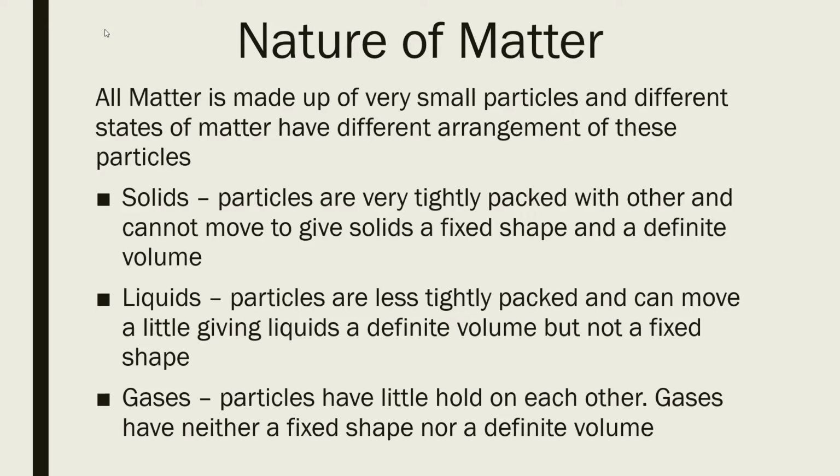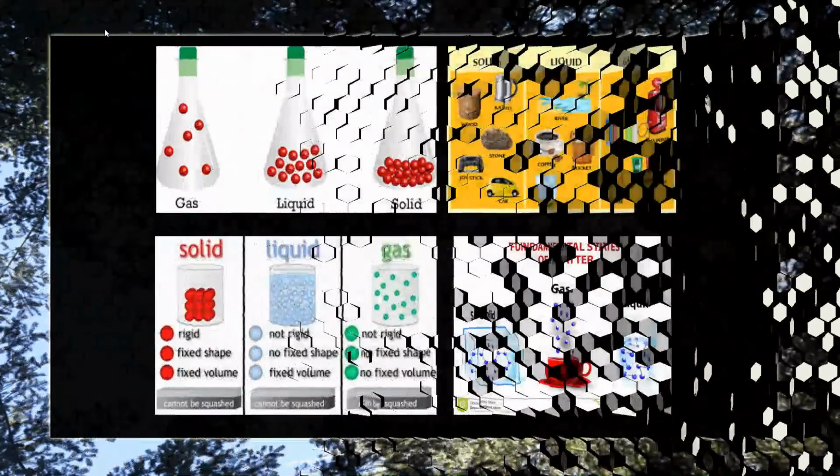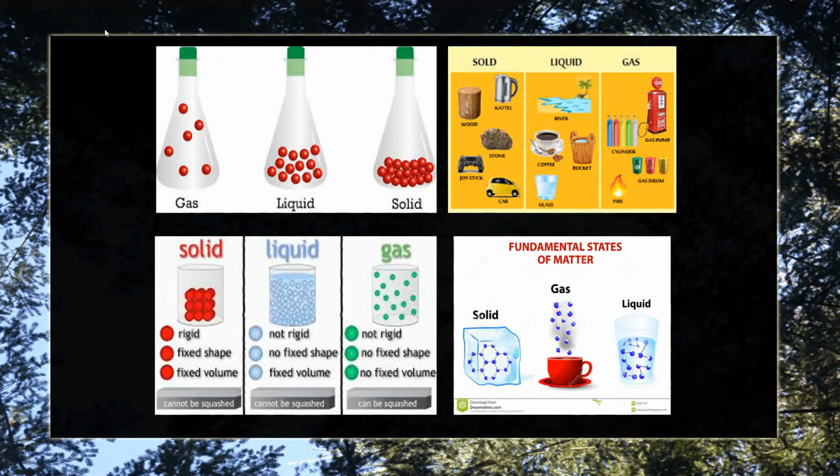In gases, particles have very little hold on each other, and they do not have a fixed shape or definite volume, like air. Here are some examples of liquid, solid, and gas forms.